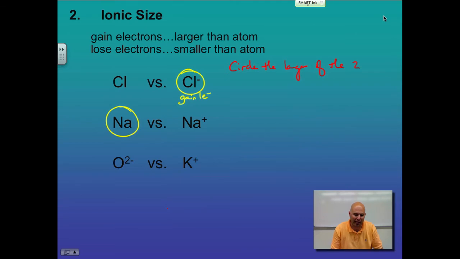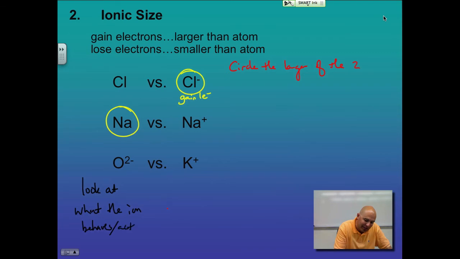So in the case here, we have the oxygen ion versus potassium's ion. Well, in this case, you need to take a look at what the ion behaves or acts like. Okay? And what that basically means is the noble gas, right? Because atoms are forming ions so that they have that stable electron configuration like a noble gas.